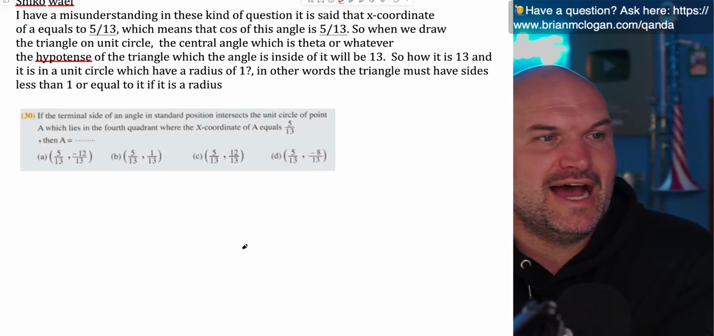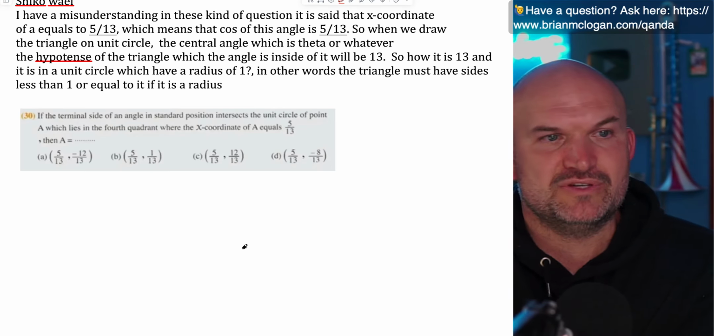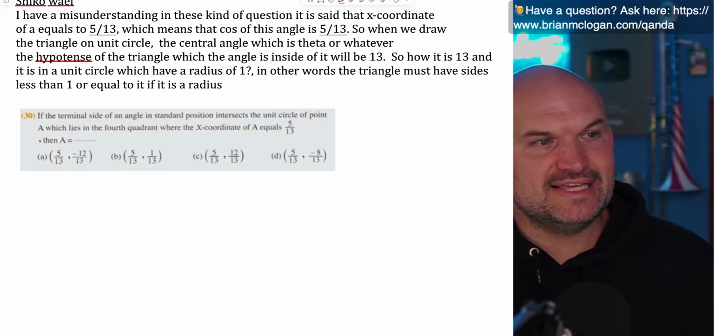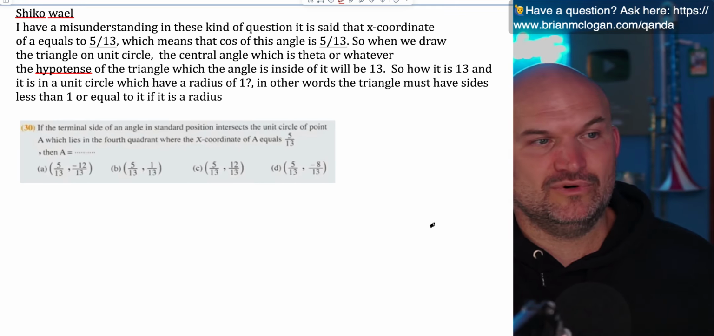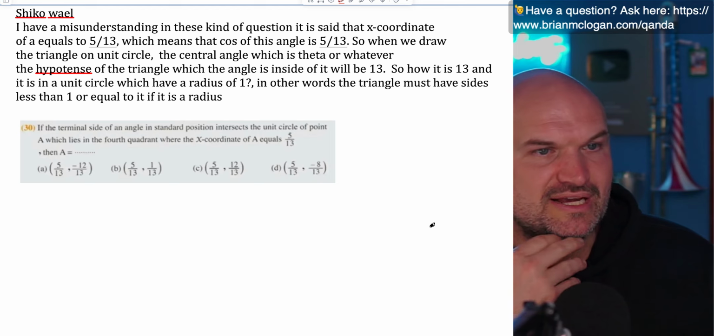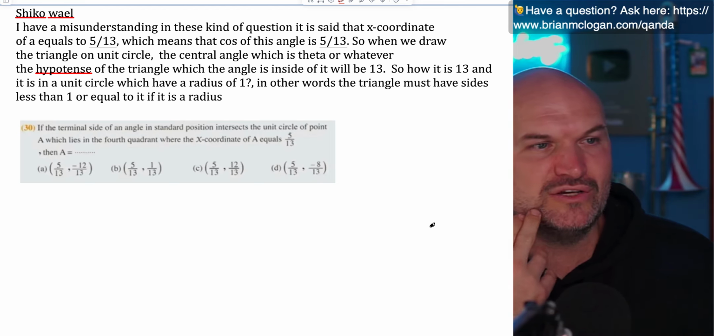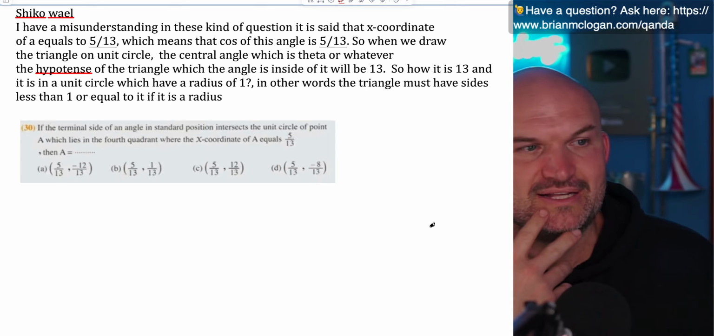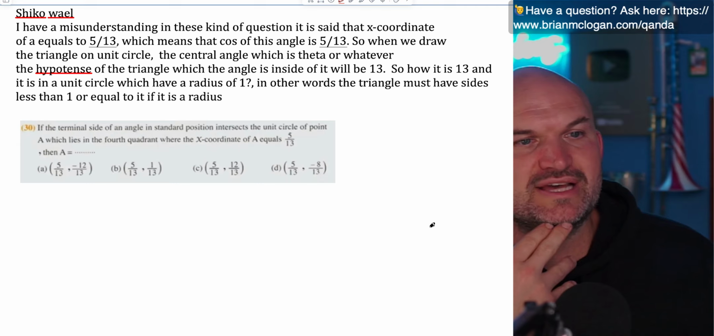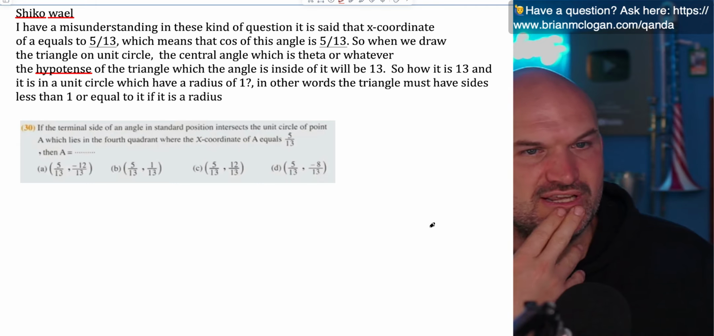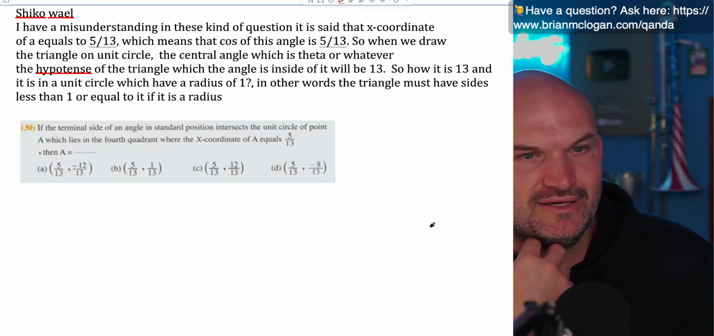I have a misunderstanding in these types of questions. It is said that the x-coordinate of A equals 5/13, which means that cosine of this angle is 5/13. So when we draw the triangle on the unit circle, the central angle, theta, and the hypotenuse of the triangle will be 13. So how is it 13?